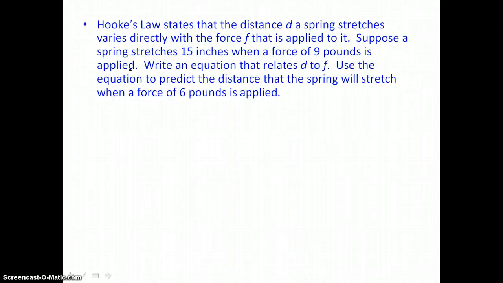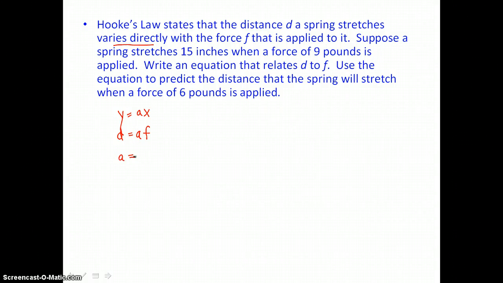So we're writing a direct variation equation. So we know that that form is y equals ax, only our variables are not y and x, our variables are d and F. D varies directly with F. So to write this equation in d and F, we still need to find that constant of variation a.